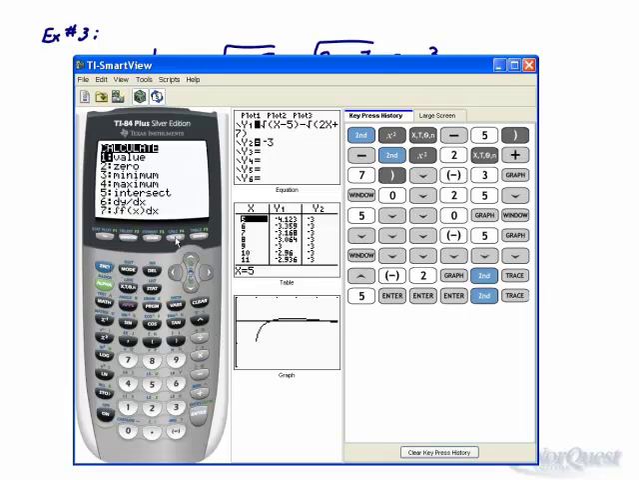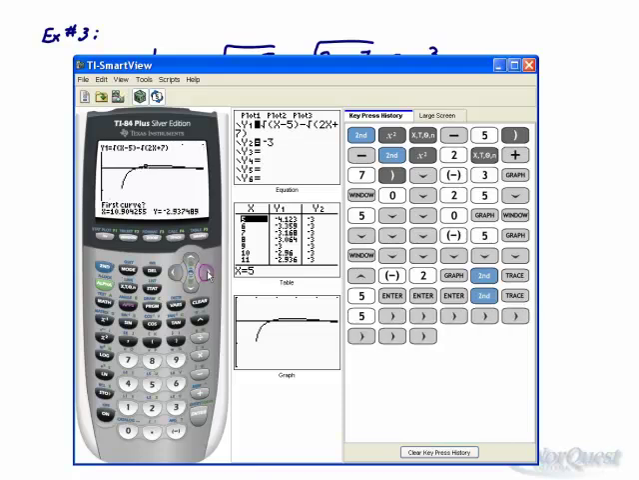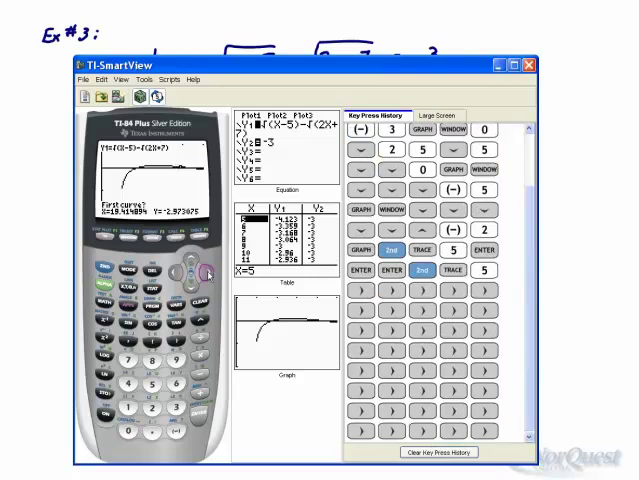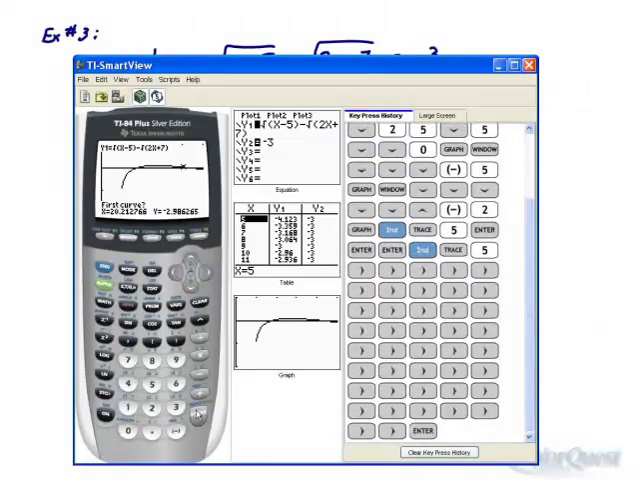Let's try this again. Second function trace, 5 for intersect, but this time move our cursor a little closer to the other point of intersection, because the calculator always defaults to the one on the left. Then enter, second curve, enter, guess, enter, and it looks like we also cross at x equals 21. So there are two solutions to this question: x equals 9 and x equals 21.